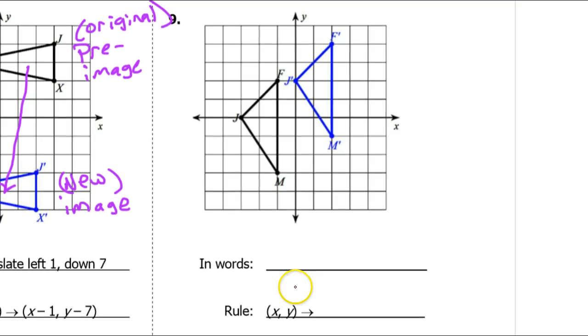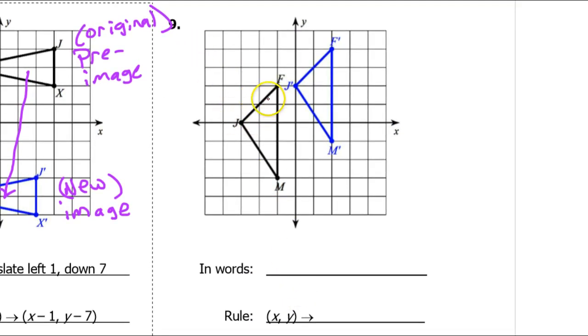Okay, let's do the same thing for problem number 9. Again, first we have to understand that the one without the primes is the pre-image, and the one with the primes is the image. So we're going from this one to this one. So just pick a single point to focus on. So I'm going to pick point M. First, I would have to move to the right by 3. So that's x plus 3. And then I would have to move up by 2. So that's going to be y plus 2.